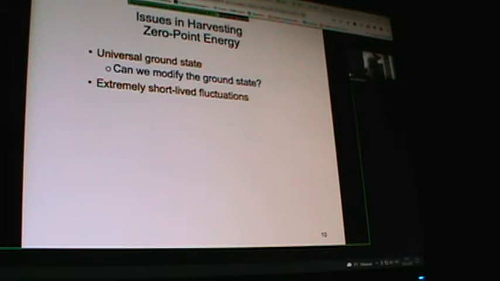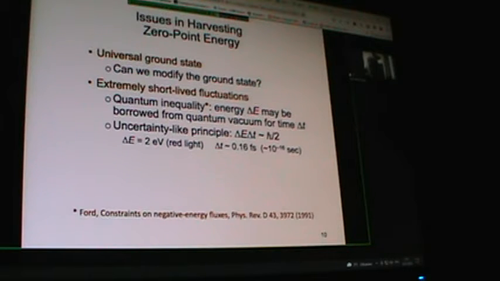All right. So we talked about modifying the ground state. What about these short-lived fluctuations? There is a quantum inequality developed by Larry Ford a number of years ago, and he says that an energy delta E may be borrowed from the quantum vacuum for a time delta T. And so it's an uncertainty-like relation. I'm here putting it into the uncertainty formalism, although the number here may not actually be h bar over 2, Planck's constant over 4 pi, but instead maybe a different number. But it's something like that.